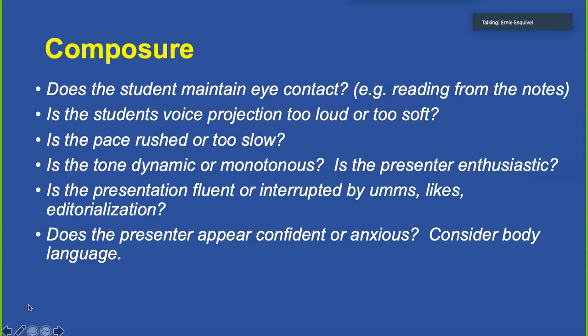There's also the composure, which really refers to how the student or learner appears to the listener. So, does the student maintain eye contact? Is the student's voice projection too loud or too soft? Is the pace of the presentation rushed or too slow? Is the tone dynamic or monotonous? And is the presenter enthusiastic during their presentation? Is the presentation fluent or interrupted by ums, likes, editorialization? And does the presenter appear confident or anxious? So really think about the body language when you're doing your presentation.